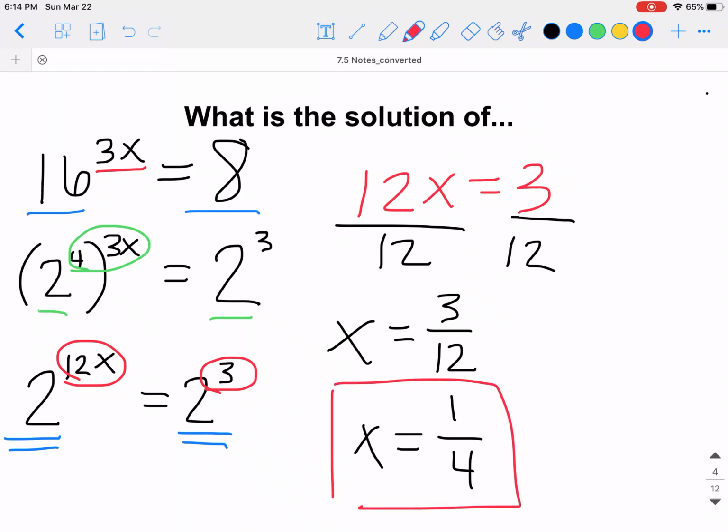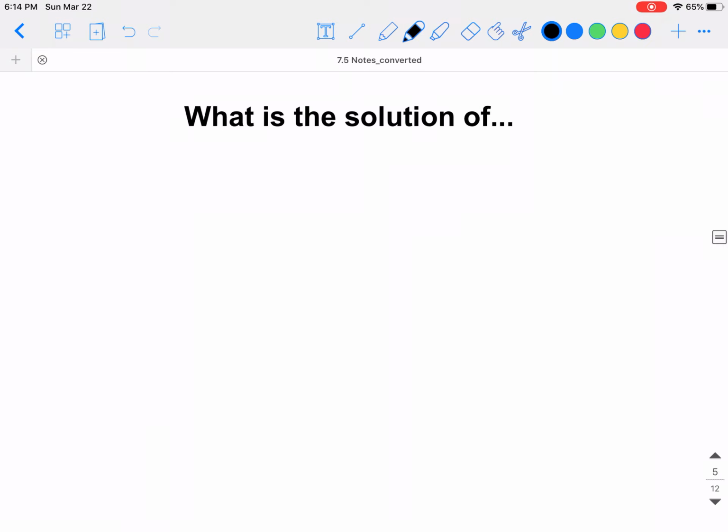So 16 raised to the 3 times 1/4 power equals 8. You can check this by plugging it back into your calculator. Another example with a common base: what is the solution of 27 to the 7x power equals 81? If you would like to try this problem on your own, please pause the video now.